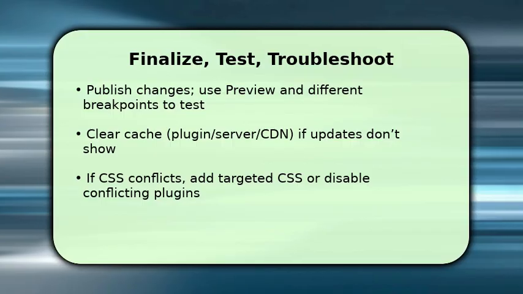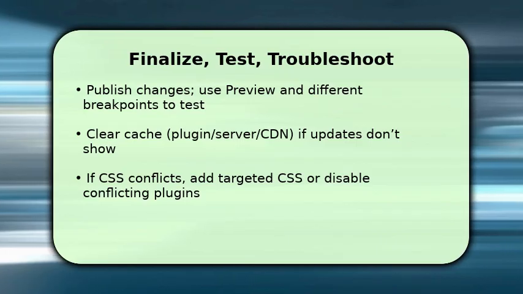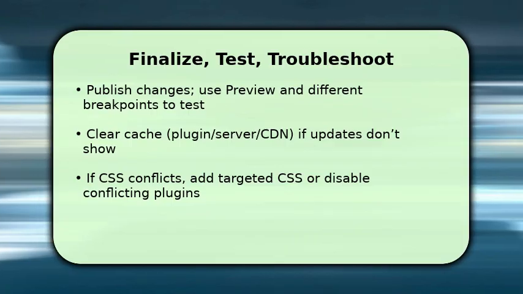Make sure to clear any caches, Elementor, caching plugins, and CDN, because stale cache often hides updates. If the navigation still looks off, inspect for CSS conflicts. Use the browser inspector to find overridden rules and add specific CSS to the header selector or temporarily disable plugins that affect headers. This ensures changes persist and display correctly.